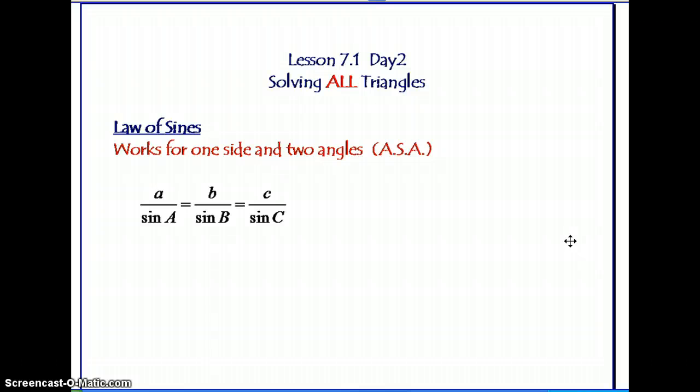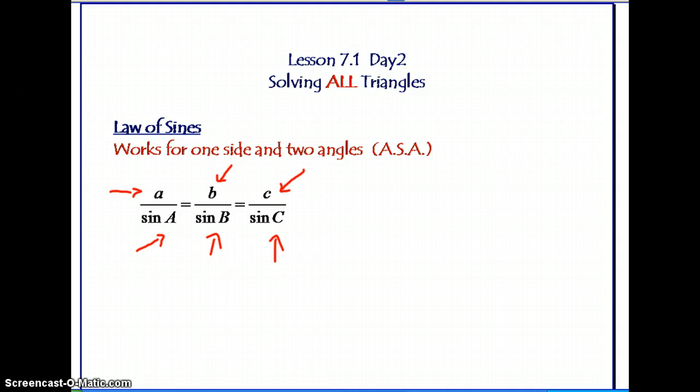So first of all, remind yourself, what is the law of sines? It's basically this formula right here. Side A over the sine of angle A is the same thing as side B over the sine of angle B, which is the same thing as side C over the sine of angle C.